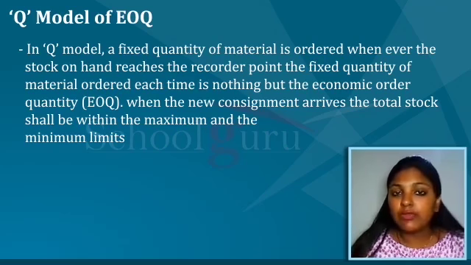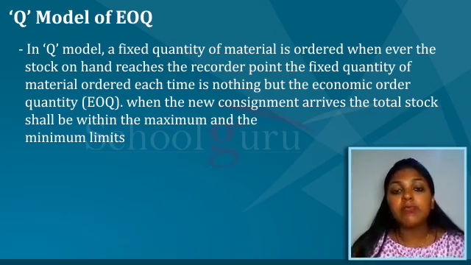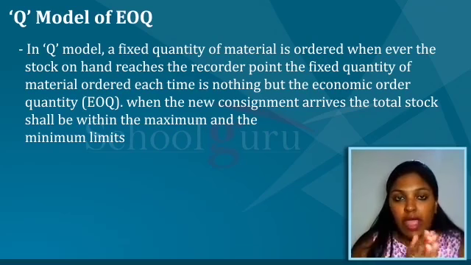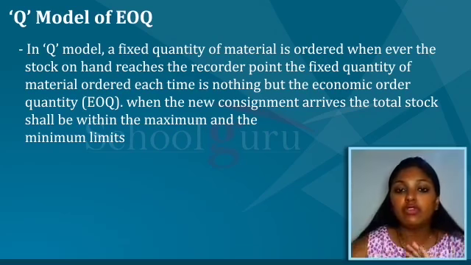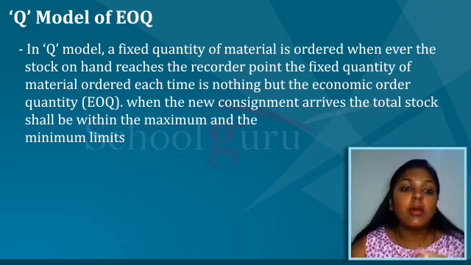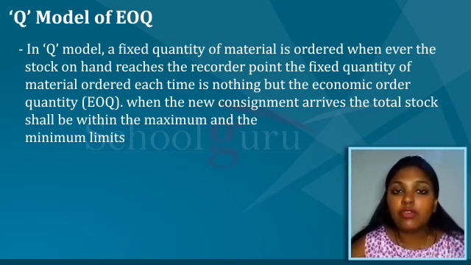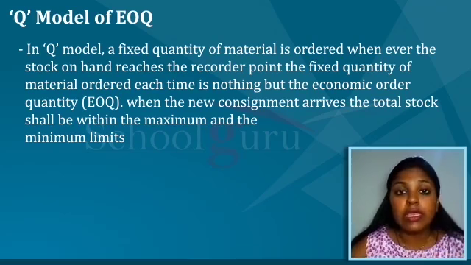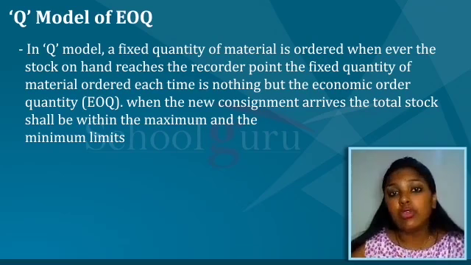And if you get a new consignment, then the total stock after receiving that consignment of inventory should be between the maximum and the minimum limits of your stock, right? It should not be more than the maximum limit. It should not be less than the minimum limit, because in both cases it will be disastrous for your firm, right? So this is the Q model of EOQ.